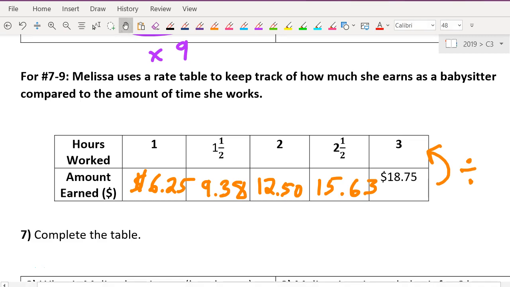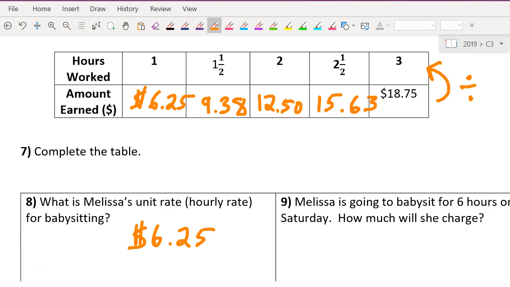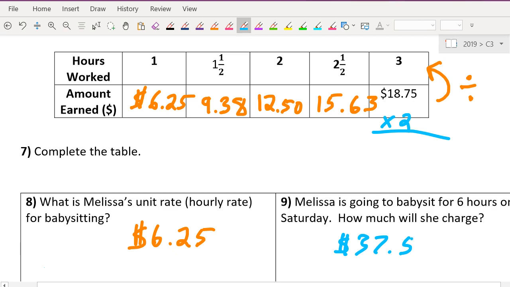All right, so we already know what our unit rate is. I think it's going to ask that, right? Yeah, what's the unit rate? $6.25. All right, Melissa is going to babysit for 6 hours. Good for her. All right, I think I see the easiest way that I would do it. What do you think? Exactly, sir. Very good. Just multiply this one times 2. Right? So 18 times 2 is 36, and 75 cents doubled is $1.50. So that's $37.50. But you could use your calculator.